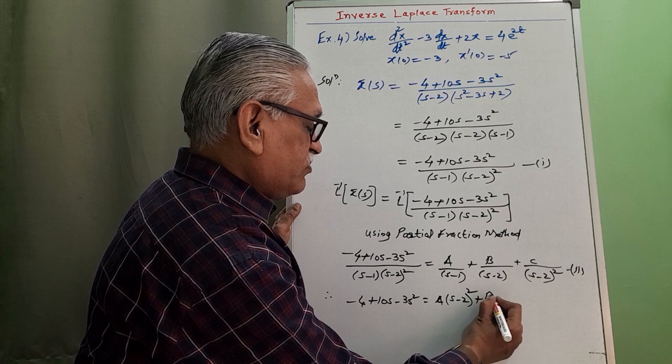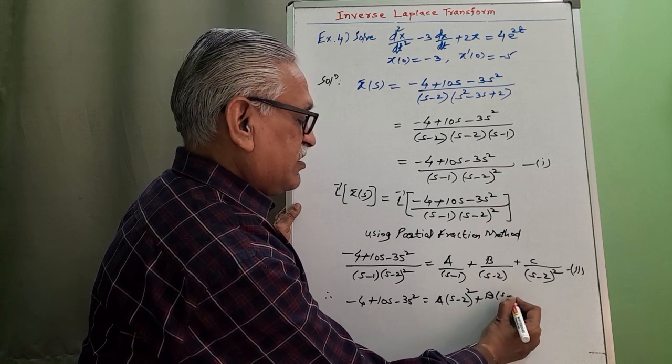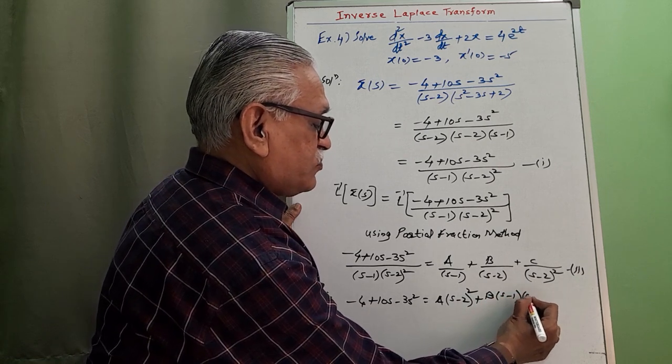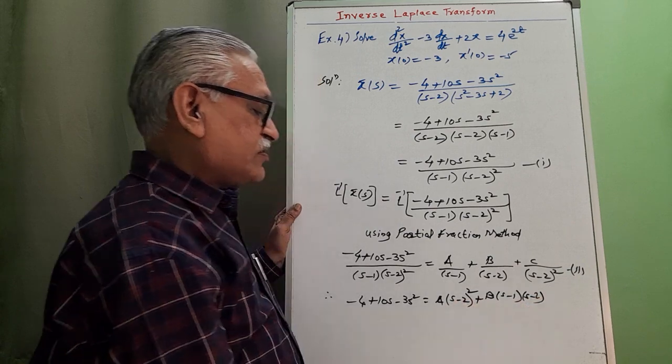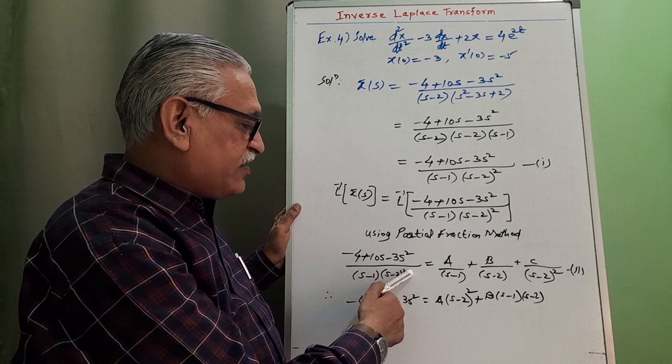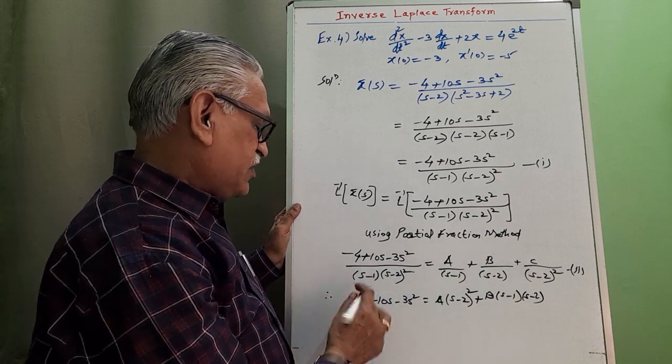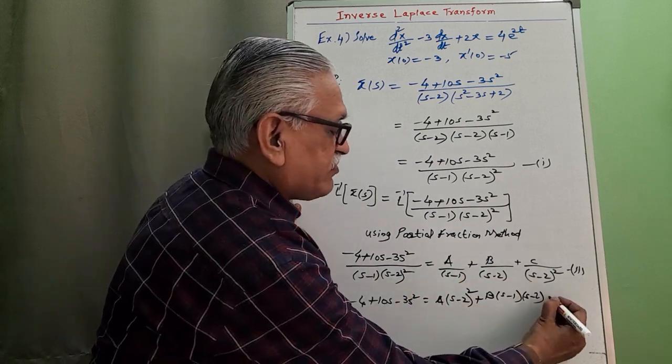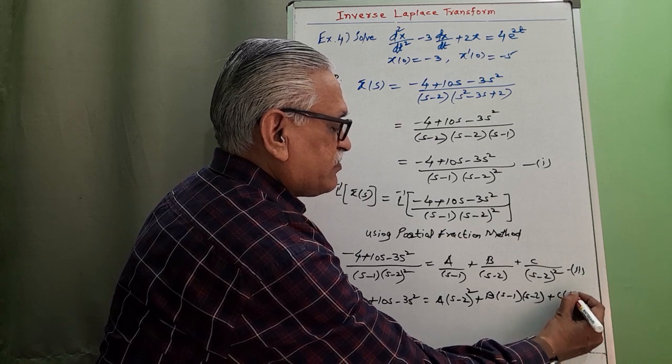Therefore, b into s minus 1 and s minus 2. Dividing by this s minus 2 square, it gets cancelled with this s minus 2. Remaining is s minus 1. Therefore, c into s minus 1.